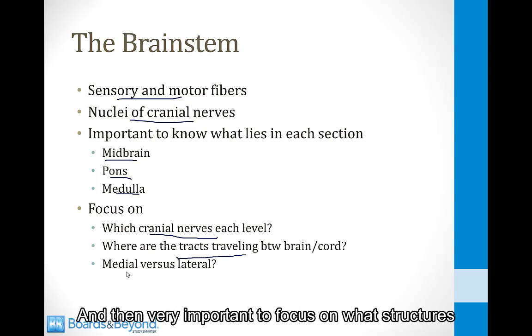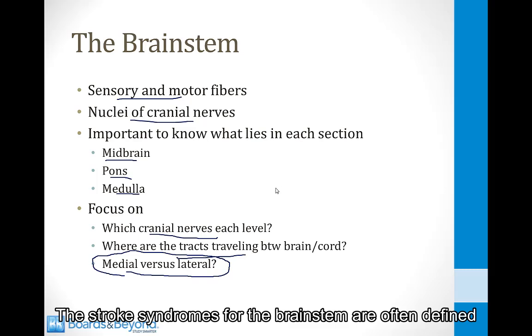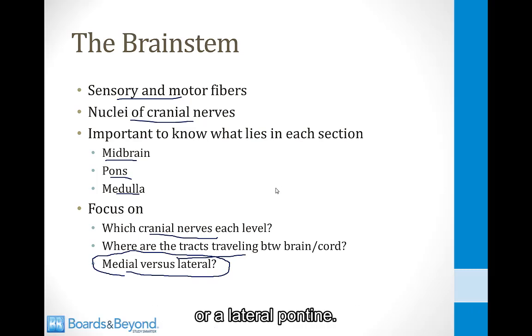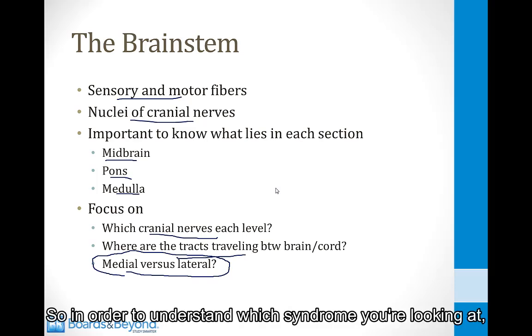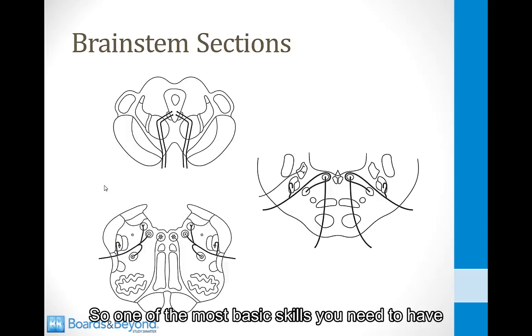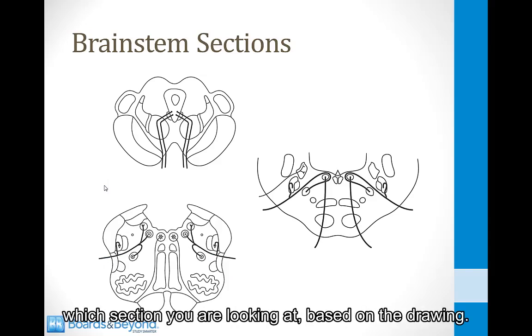And then very important to focus on what structures are medial or lateral. The stroke syndromes for the brainstem are often defined as a medial medullary syndrome, for example, or a lateral pontine. So in order to understand which syndrome you're looking at, you need to know which structures are medial and lateral. So one of the most basic skills you need to have regarding the brainstem is to be able to identify which section you are looking at based on a drawing.